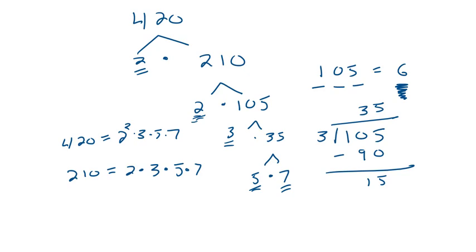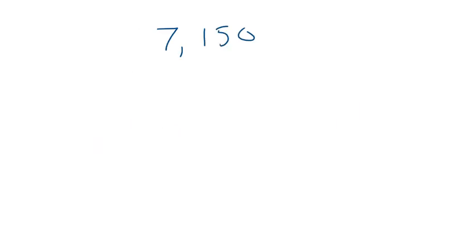Let's go back to our question. 7,150. How do I want to do the prime factorization of that? Well, as a practical matter, is the quickest way to do it to start by dividing by 2, the smallest prime? Well, no. The fastest way to do it would be, let's say, multiply 10 by 715. Then, of course, 10 is 2 times 5. So we've got the prime factors there.